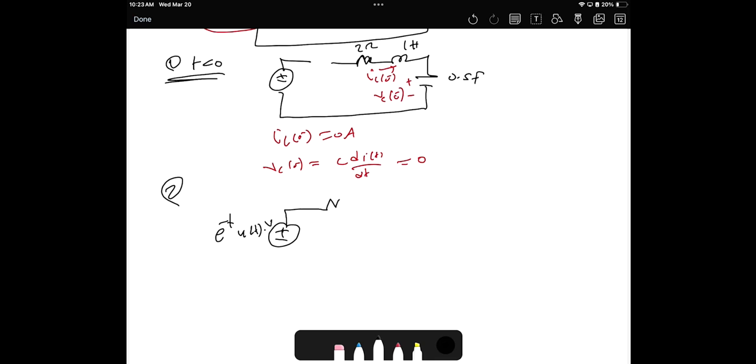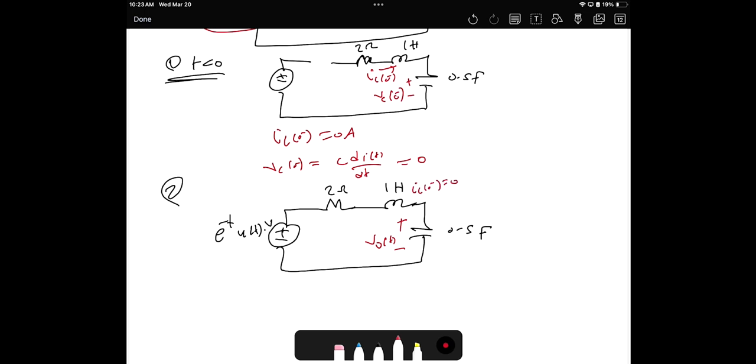Then here I just remove the switch. We have 2 ohms, this one 1 henry, then 0.5 farad. Then we have here the plus minus v of t that we need to do the calculation. And we know the initial conditions: iL of 0 negative equals 0 and vC of 0 negative equals 0.